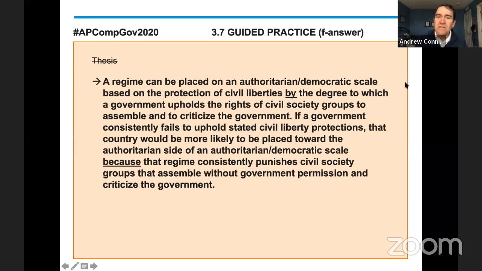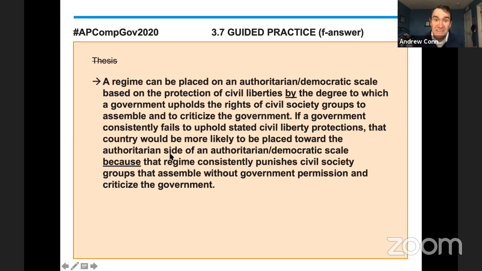So regime can be placed on an authoritarian democratic scale, just using the words of the prompt, based on the protection of liberties by, I have to have a word of causation, because, due to, therefore, that is why, by the degree to which a government upholds the rights of civil society groups to assemble and criticize the government. Add a sentence, make sure you're complete. If a government consistently fails to uphold stated civil liberties protections, the country would be more likely to be placed toward the authoritarian side of a scale.